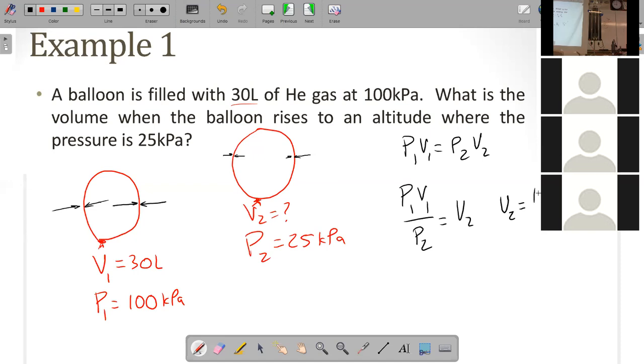So you go P1, 100 kilopascal, times 30 liters, divided by the final pressure, 25 kilopascal. The math just goes 100 times 30 divided by 25, and the units of kilopascal cancel out, leaving you with the unit liter. So whatever volume unit you start with is the same as the final volume unit. So it's going to be 120 liters, because 100 divided by 25 is 4, and 4 times 30 is 120 liters.